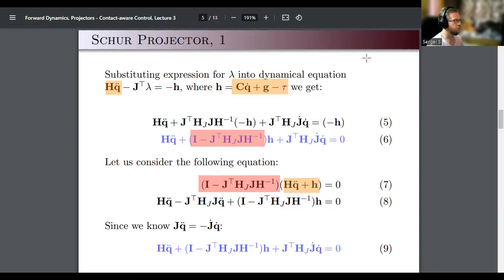Now let me do some manipulation with it. First, I open these brackets. So I times H q double dot is H q double dot.